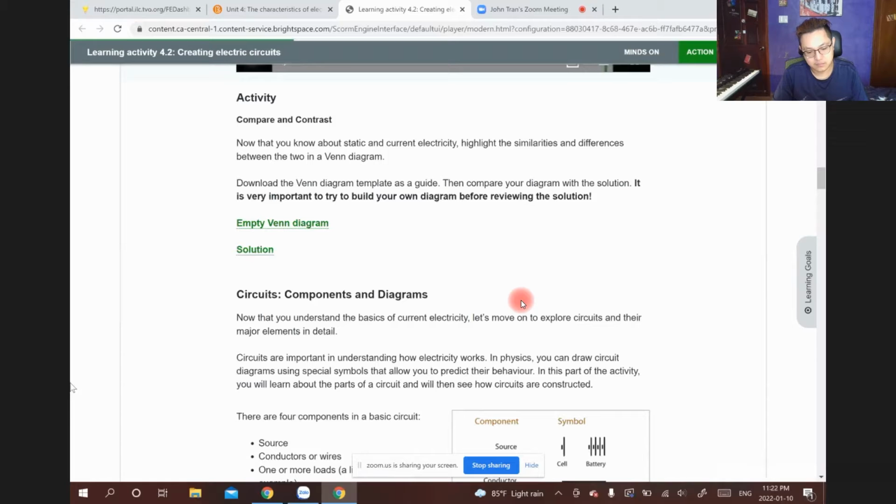Compare and contrast now that you know about static and current electricity. Highlight the similarities and differences between the two in the Venn diagram. Download the Venn diagram template, a guide, and a compare diagram solution.